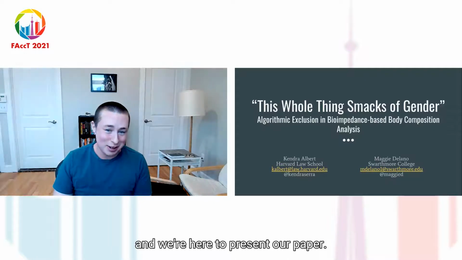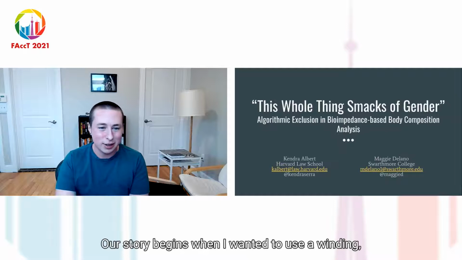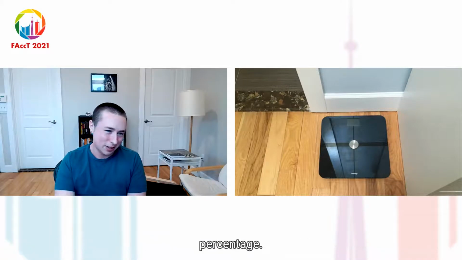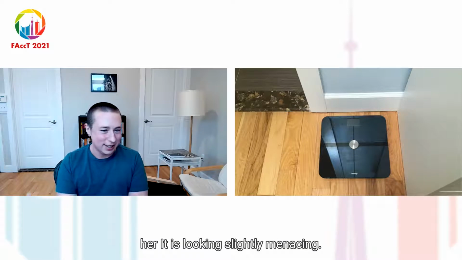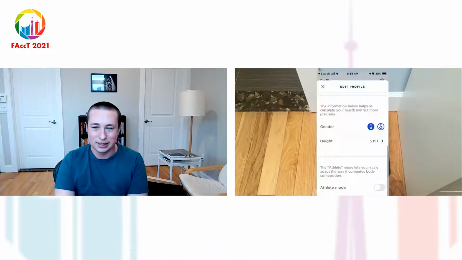And we're here to present our paper, This Whole Thing Smacks of Gender: Algorithmic Exclusion in Bioimpedance-based Body Composition Analysis. Our story begins when I wanted to use a Withings smart scale, specifically this Withings smart scale, to calculate my body fat percentage. Here it is, looking slightly menacing. I decided that this was the thing I wanted to do and very quickly ran into a roadblock.